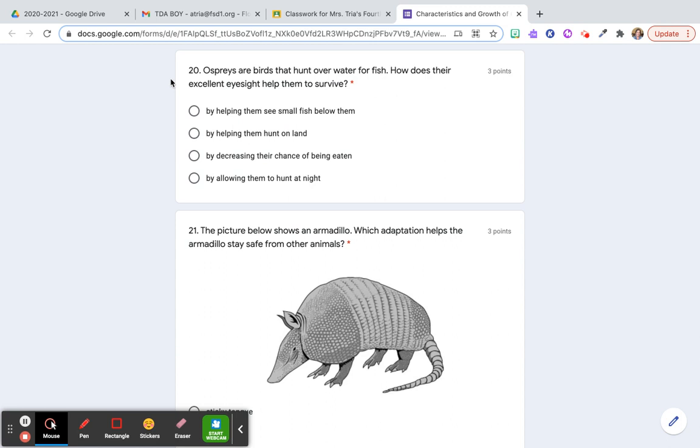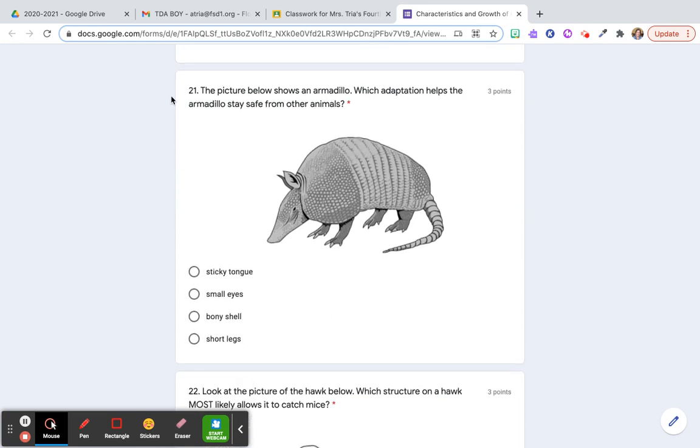Number 20. Ospreys are birds that hunt over water for fish. How does their excellent eyesight help them to survive? By helping them see small fish below them. By helping them hunt on land. By decreasing their chance of being eaten. Or by allowing them to hunt at night.